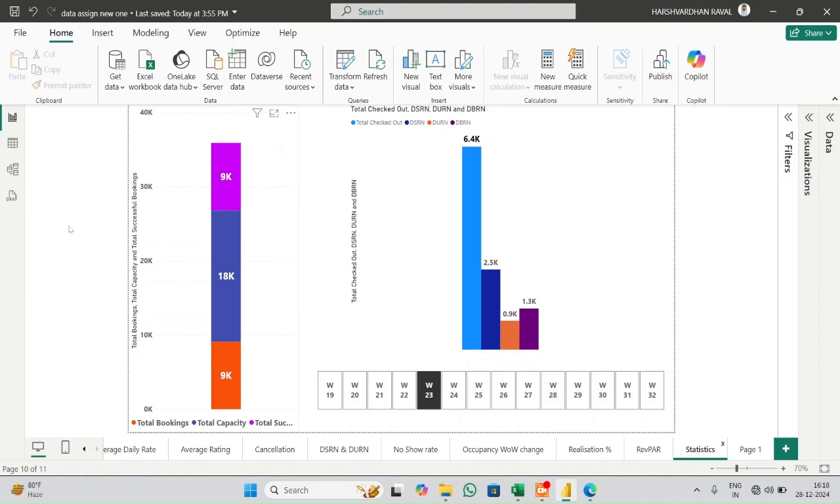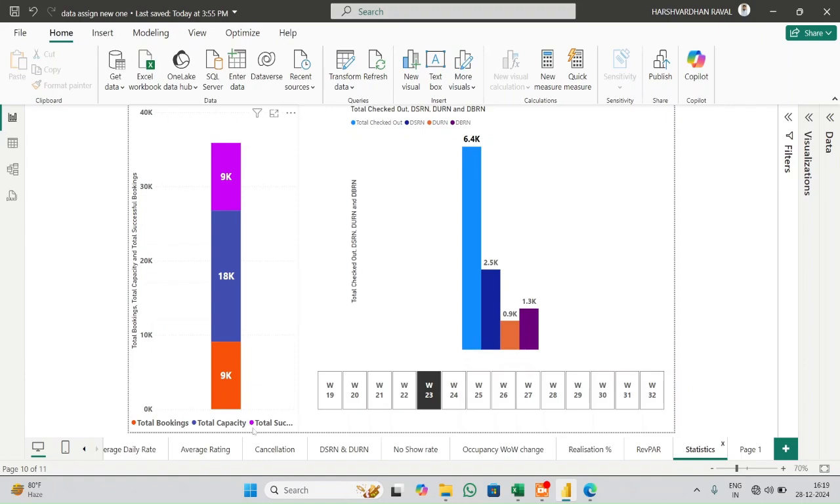That is total successful. Here I can see total bookings, total capacity, and total successful bookings. So what is the difference between total bookings and total successful bookings? Total booking is that the customer has booked the room, but maybe the customer may not show up. In this situation, the no show rate comes into the picture, and the cancellation percentage comes into the picture. In total bookings, these are not included, but for total successful bookings, the no show rate and cancellation percentage are deducted from total bookings, and then the successful bookings number comes.